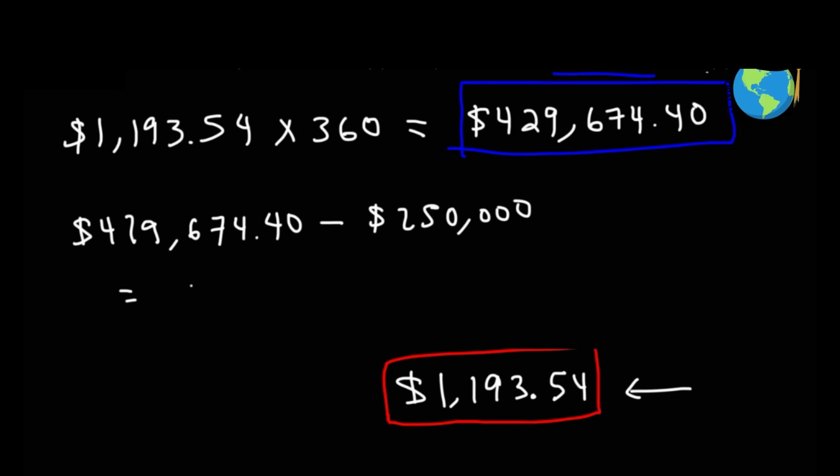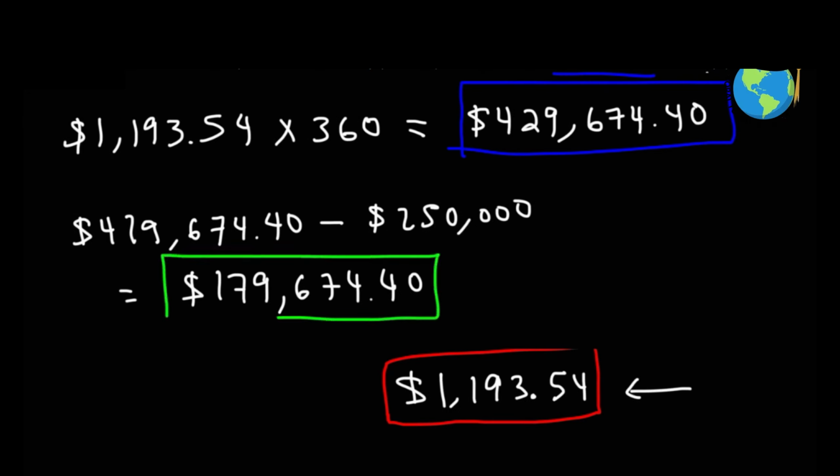So in the course of 30 years, she's going to pay $179,674.40 in interest, which is a lot. So you could reduce this if you can get a loan at a better interest rate. The lower the interest rate, the lower this value will be. And also, the faster you can pay off the loan, the lower the total interest that you'll pay over time.